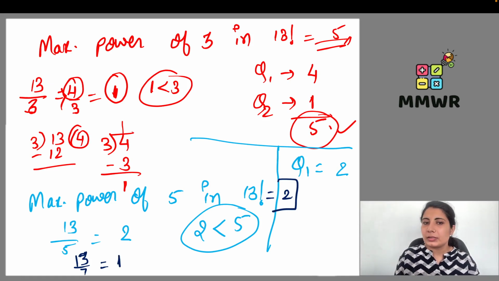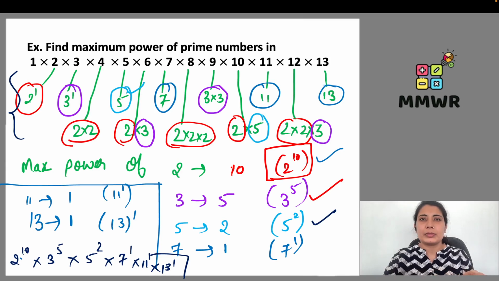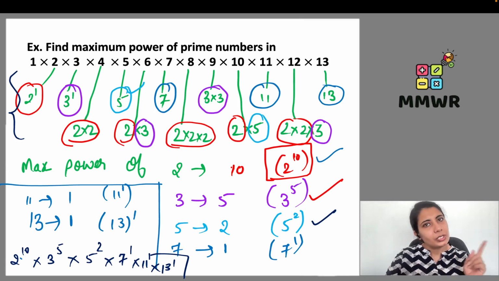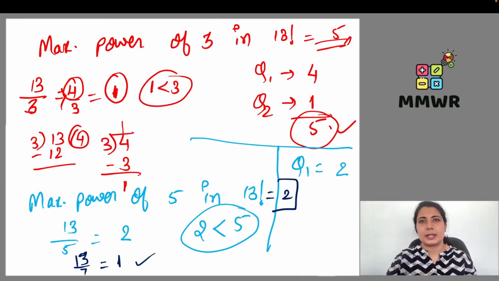7 ones are 7, so 7 power 1 only we have. 11 power 1: 13 will be divided by 11, so 11 ones are 11. We get the quotient 1, which is lesser than the prime number 11. Then 13 ones are 13. Here also the quotient is 1, which is less than 13. So 1, 1, 1 everywhere we are getting.